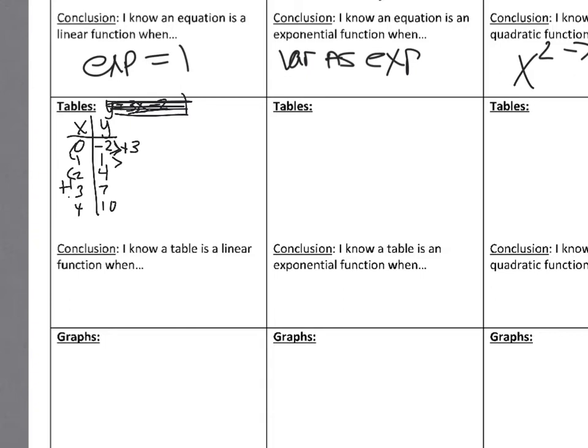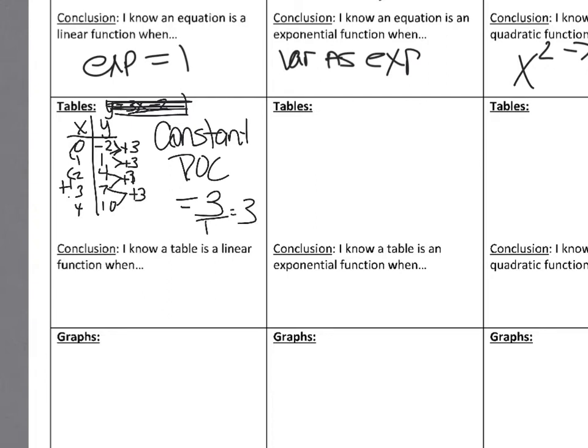1 to 4, what'd they do? They added 3. 1 plus 3 is 4. 4 to 7 went up 3. 4 plus 3 is 7. And 7 plus 3 is 10. All right, so they have a constant rate of change, 3 over 1, or 3.